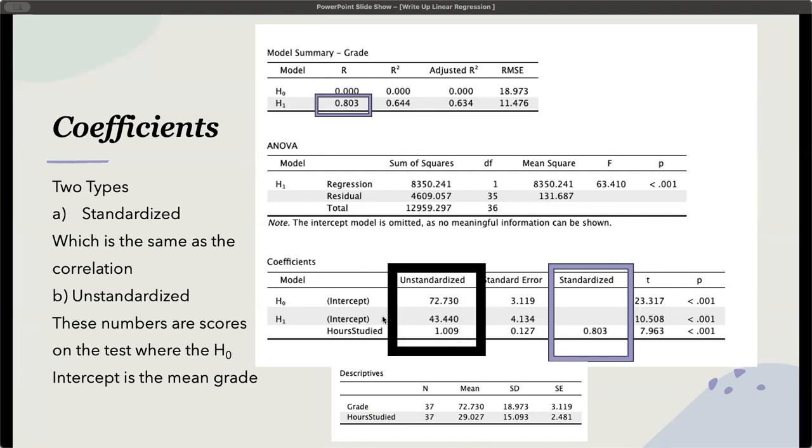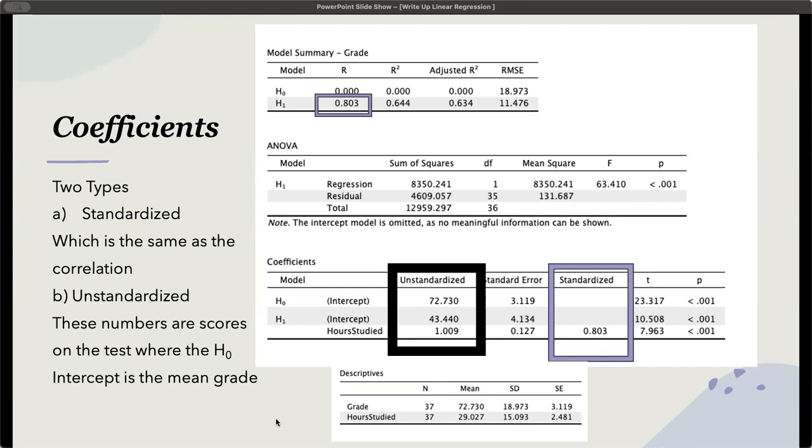And these numbers are scores on the test, where the intercept is the mean grade. So if we look here at H0, 72.730, if you look in the descriptives, it is the same. It is right here as well.